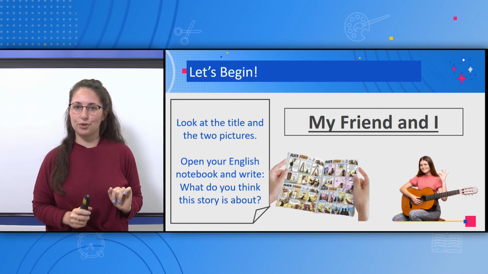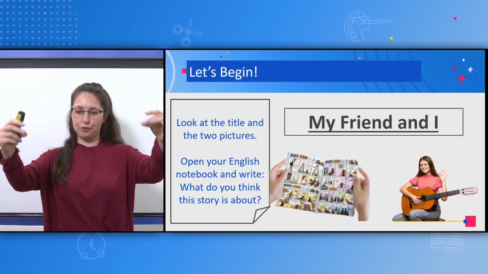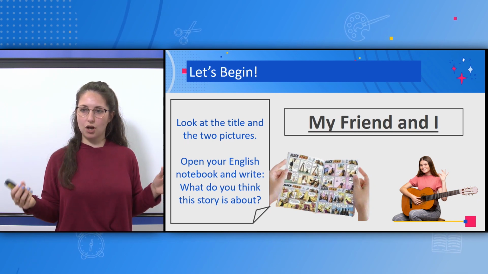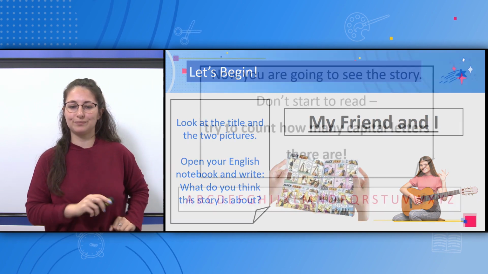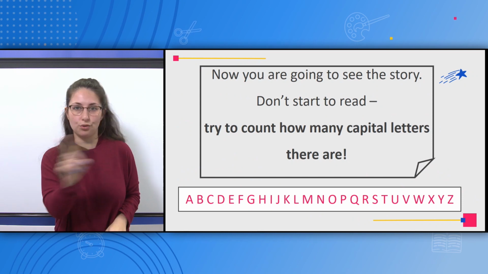Did you write something in your notebook? So, we know that this is about a friend. We have a guitar, we have a comic book. Let's move on. So, now you are going to see the story, but don't read it.